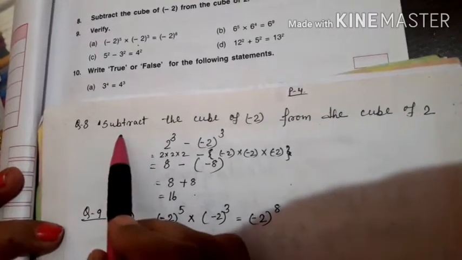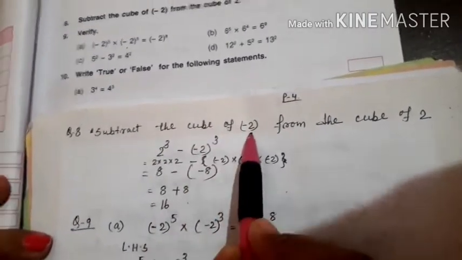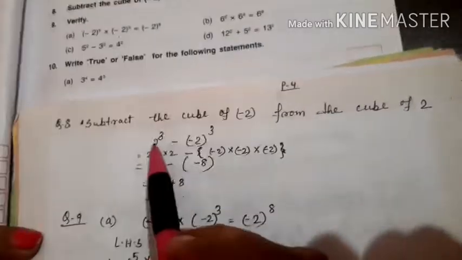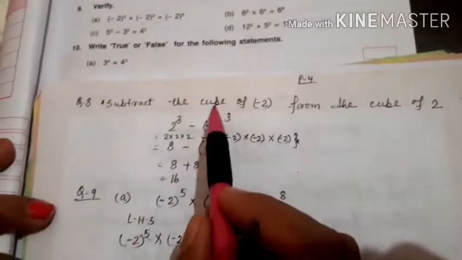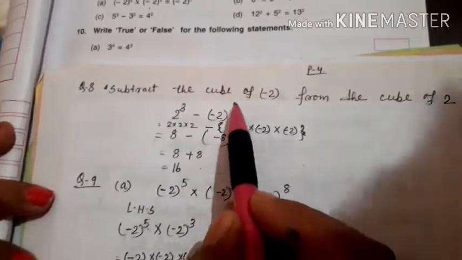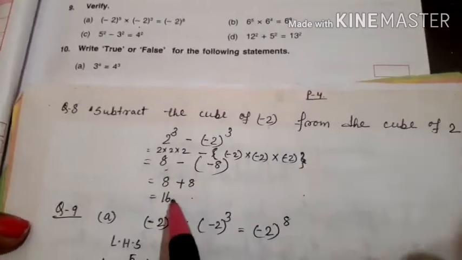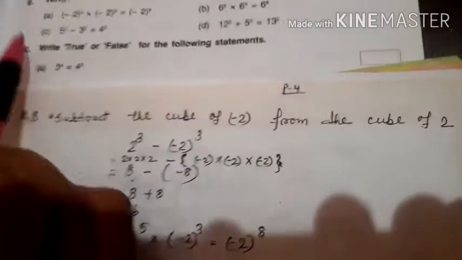Question number 8. Subtract the cube of minus 2 from the cube of 2. From the cube of 2 means 2 to the power 3, minus the cube of minus 2, minus 2 to the power 3. Which is equal to 2 to the power cube means 8, minus of minus 8. 8 plus 8 is equal to 16. Then question number 9.